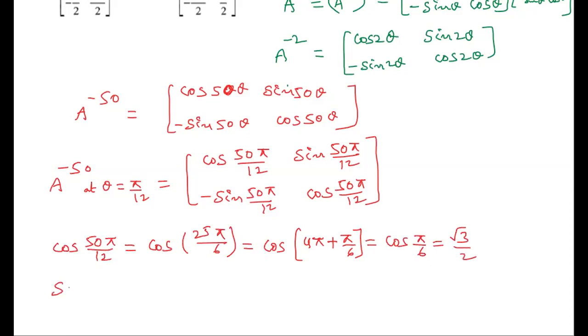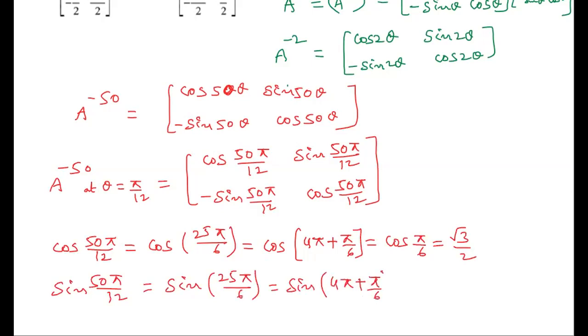Similarly, find sine 50 pi by 12, that is sine of 25 pi by 6, that is equal to sine of 4 pi plus pi by 6. 4 pi means 2 revolutions completed, that makes them 0. Sine pi by 6, sine 30 degrees, that is 1 by 2. Now substitute here, we get the answer.